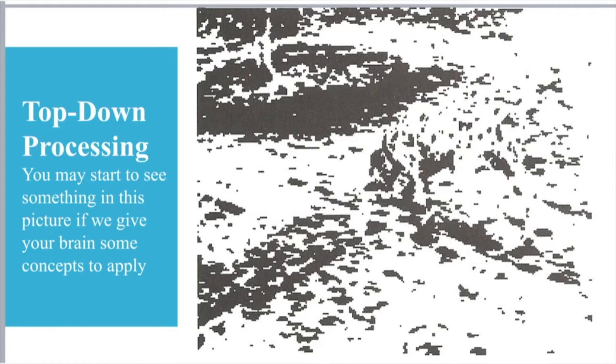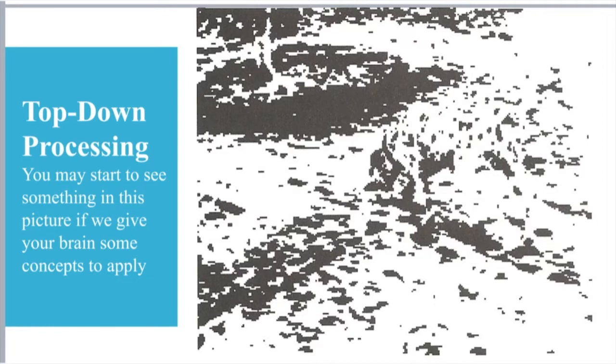So one last example before we look at the ultimate example in a video form. But top-down processing, again, another question. What do you see here, right? As you look at this image, you may start to see something in the picture if we give your brain some concepts to apply. Can you see a tree? A sidewalk? A dog? Specifically a Dalmatian? With those cues, you have this preconceived notion of what those things look like, and you're able to apply them to this image, which doesn't really inherently lend itself to an actual image.